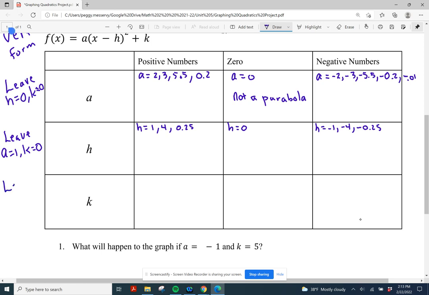All right, down here, leave the A equal to 1 and the H equal to 0 and only change the K. And you can pick some K values. So you need some positives, you need 0, you need some negatives, and see what happens.